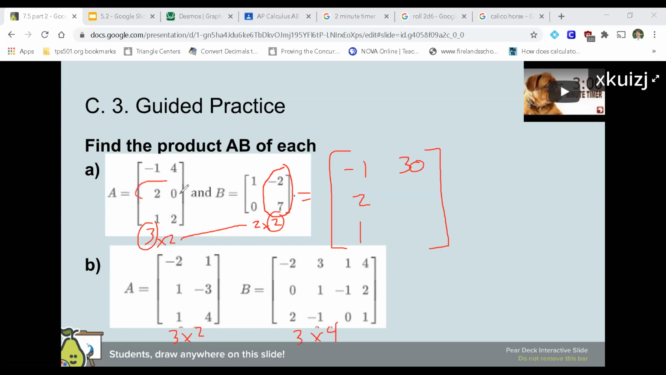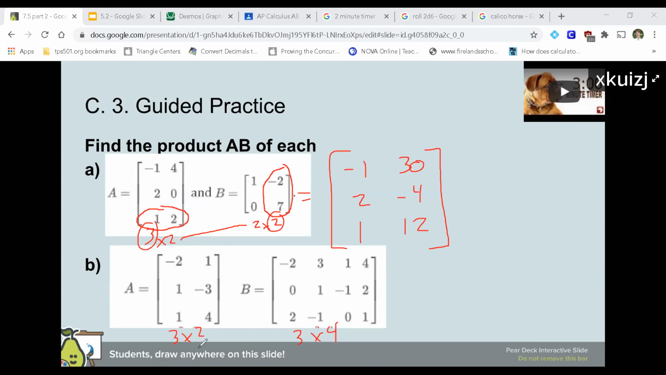Second row, 2 times -2 is -4. And then we get 0. So the answer is -4. Last one. 2 times -1 is -2. 2 times 7 is 14. 14 minus 2 is 12. Yay.